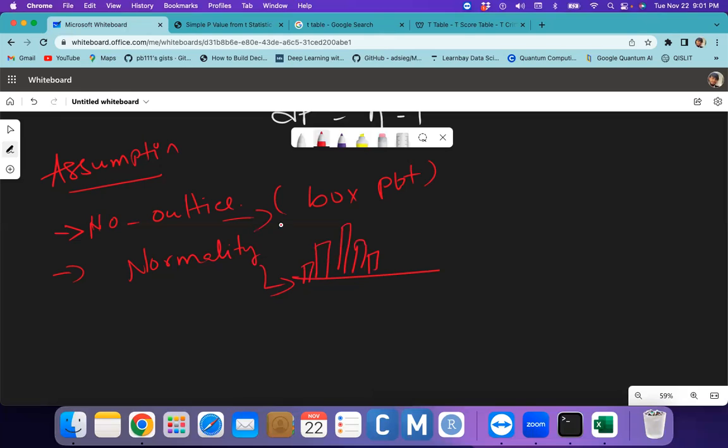The box plot will help you see whether there are any outliers or not. So these are the assumptions we need to remember. If and only if they are satisfied, then only can we do these things.